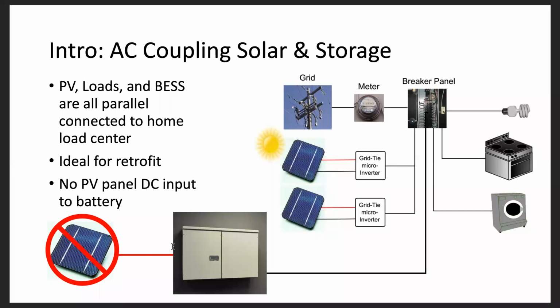Okay, a real basic introduction to AC coupling, solar, and storage. AC coupled just means that the battery itself is functionally connected at the AC level. The PV, the loads, and the battery itself are all parallel connected to the home load center. It's ideal for the retrofit market, for people who've already got PV. I need to stress that there is no PV panel or PV module DC input to the battery itself.